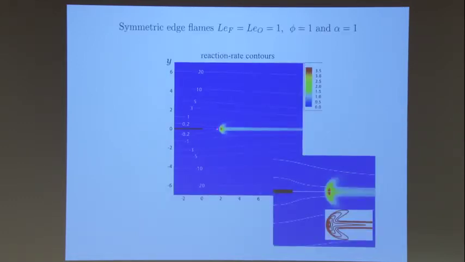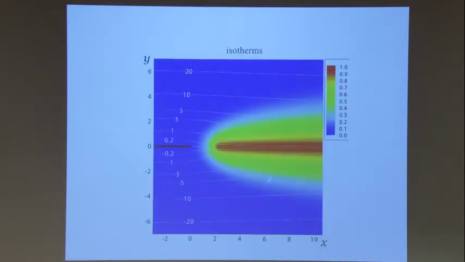These are reaction rate contours, which clearly show the structure of the flame. These are isotherms, so it shows you the hot part and so on. As you mentioned before, the hot part is indeed the diffusion flame, and that heats the premixed edge as well.